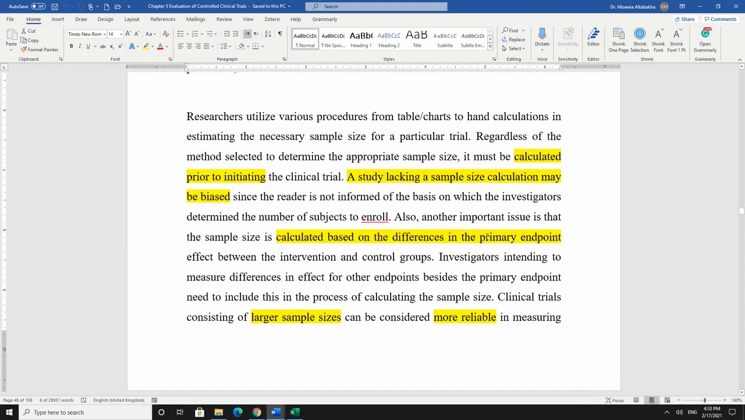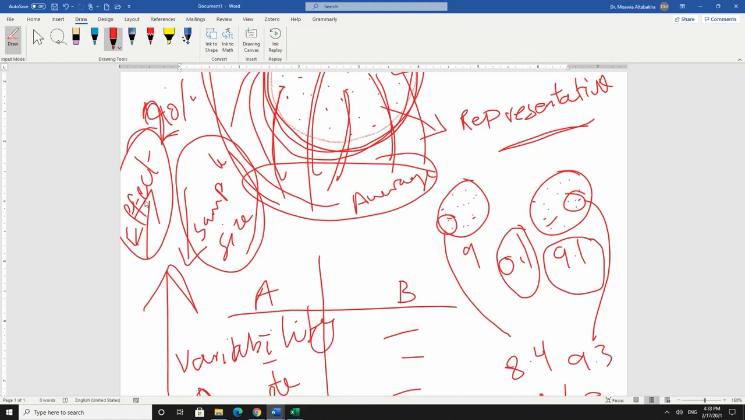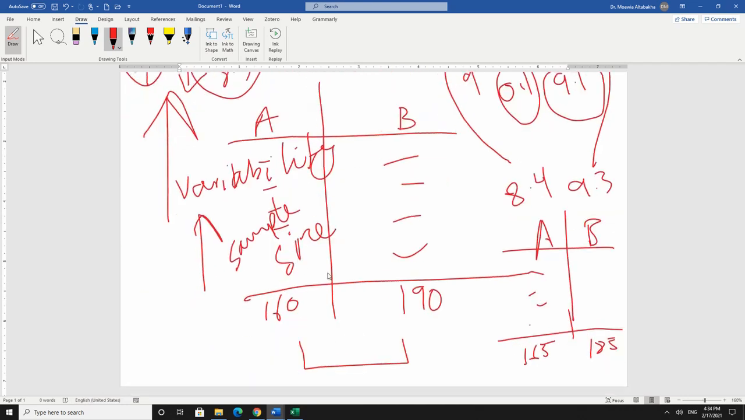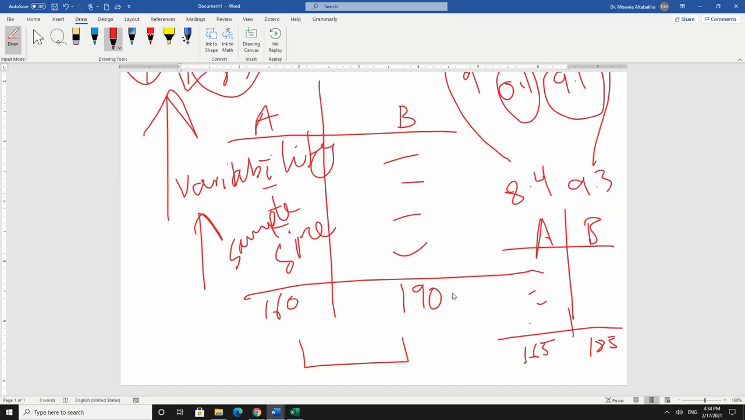And of course the sample size, as I told you when we talked about the effect. Here we are talking about the primary endpoint. So when you want to calculate your sample size, you need to refer to the primary endpoint. In my example here I was talking about cholesterol level. So my objective or my primary endpoint was regarding the effect of drug A on the cholesterol level.